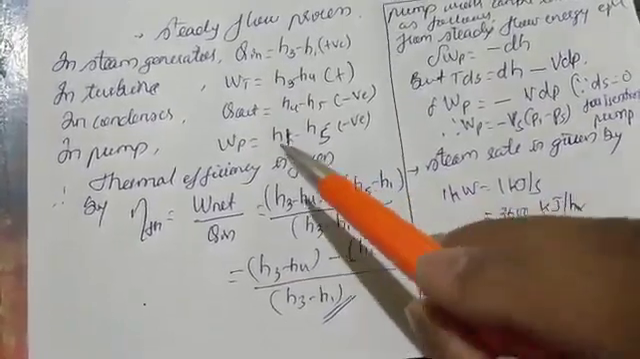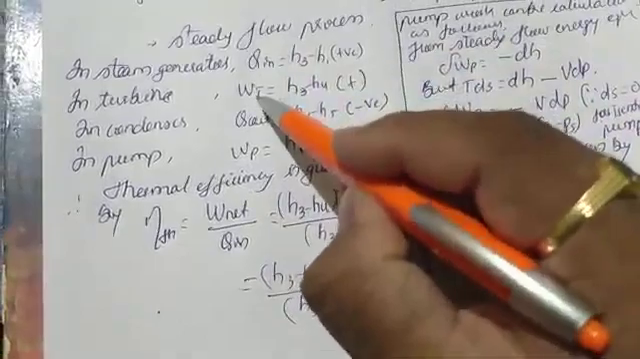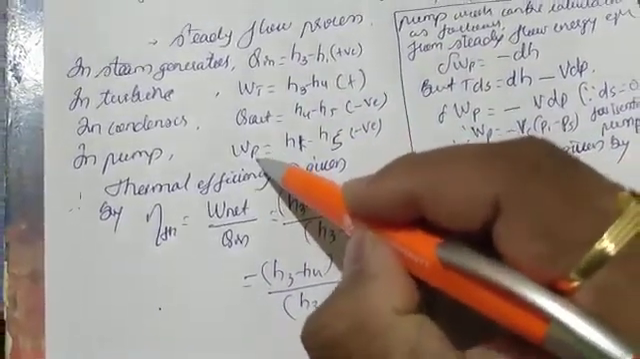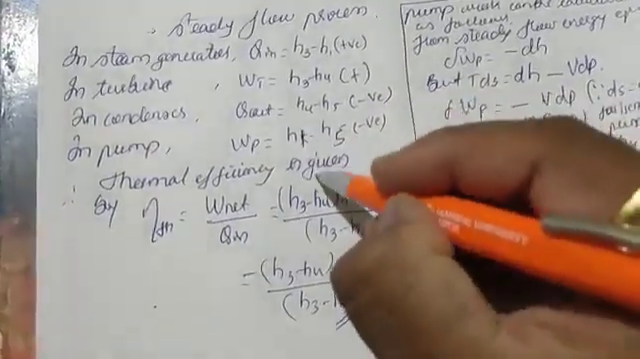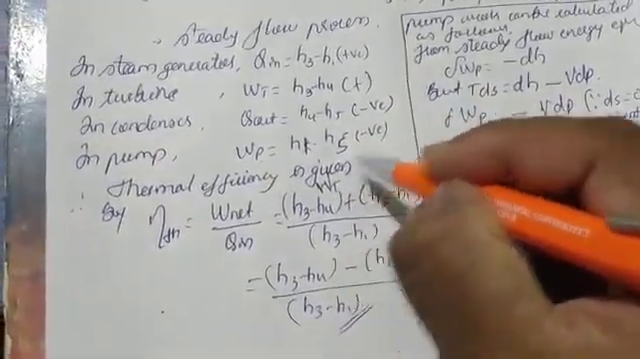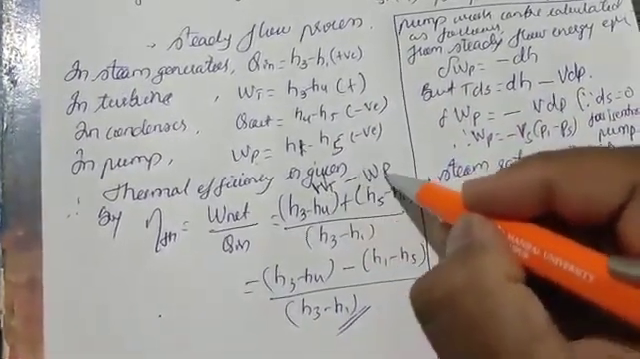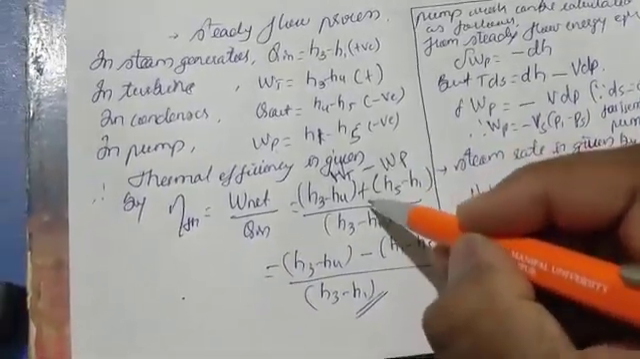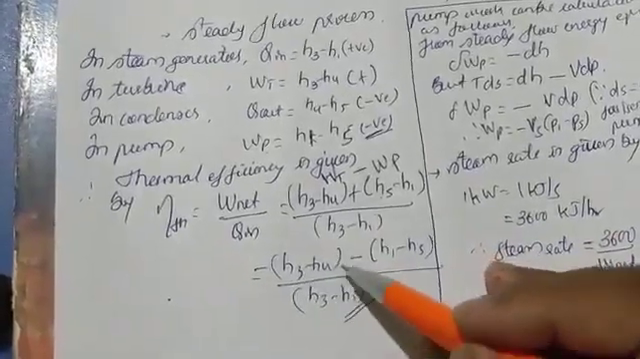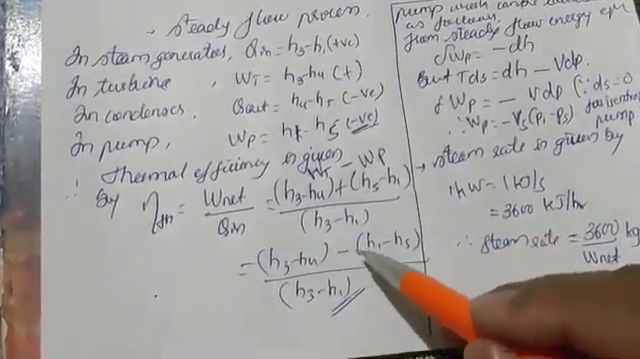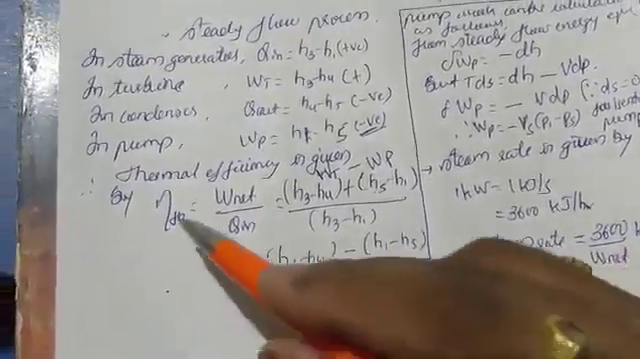Why has this plus come? Here the work is actually the work done by the turbine minus the work done by the pump. Since it is negative here, that is the sign reflecting. This is nothing but work done by the turbine, and this is work done by the pump. WT minus WP, where the negative has been replaced by positive since here it is negative, right? So therefore, after rearranging, efficiency is H3 minus H4 minus (H1 minus H5) divided by H3 minus H1. This is the efficiency.